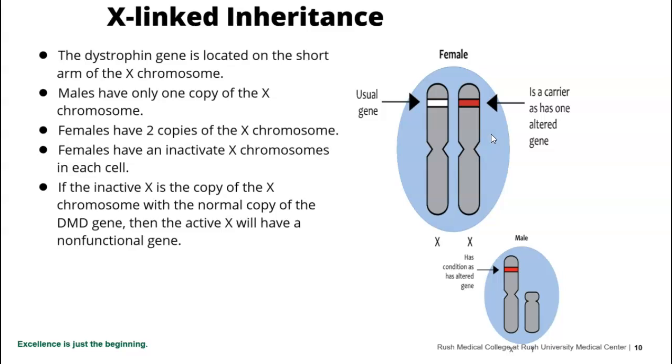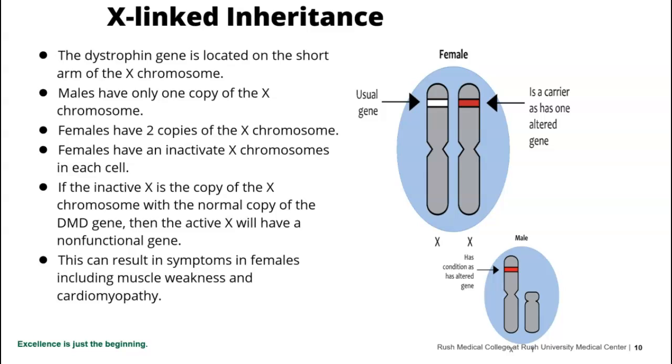So yes, there's random X inactivation, but if 70% of the heart had the non-functional copy of the dystrophin as the active copy, then you're going to have a significant amount of dilated cardiomyopathy. And the majority of females that are carriers for Duchenne's do develop symptoms of dilated cardiomyopathy, usually later in like their 50s. And some do show some sign of muscle weakness. So it needs to be monitored for.